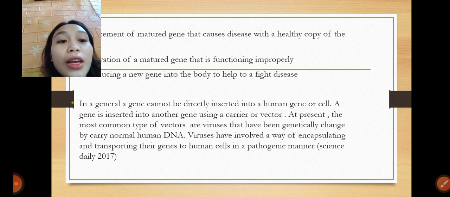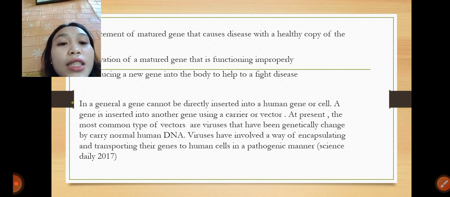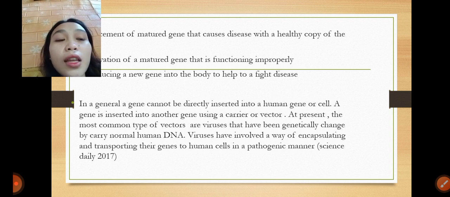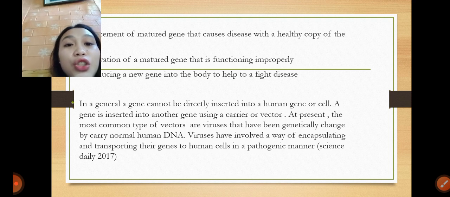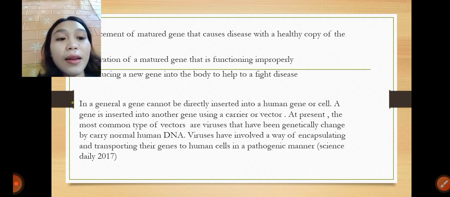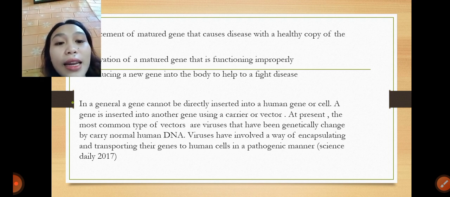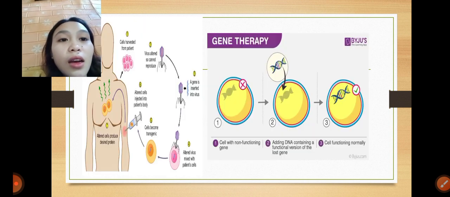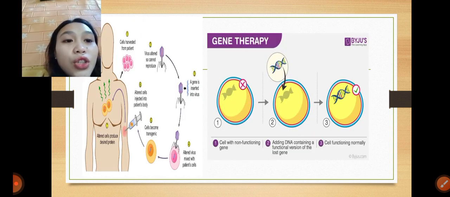A gene cannot be directly inserted into a human gene or cell. A gene is inserted into another gene using a carrier or vector. At present, the most common type of vectors are viruses that have been genetically changed to carry normal DNA. Viruses have evolved a way of encapsulating and transporting their genes to human cells in a pathogenic manner, Science Daily in 2017. This is an example of gene therapy.